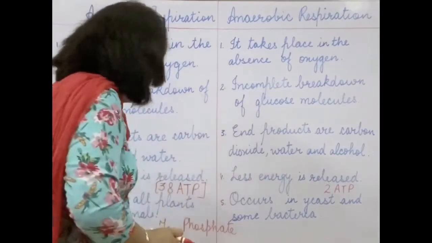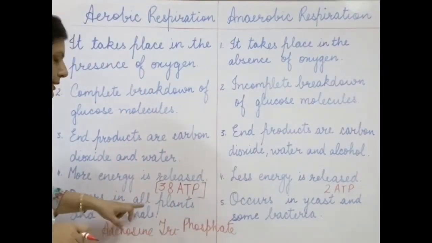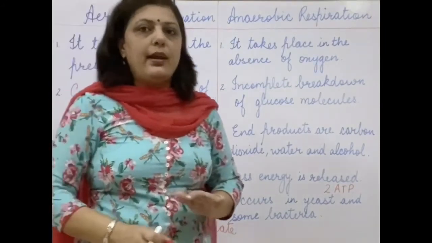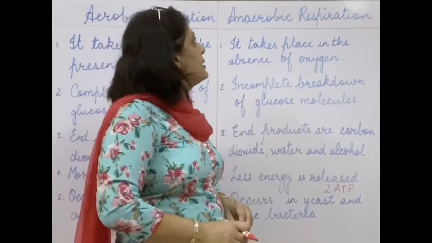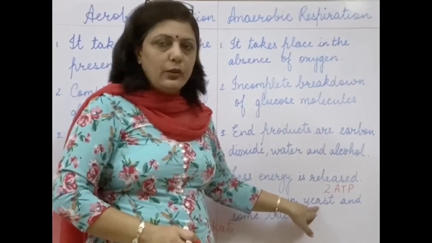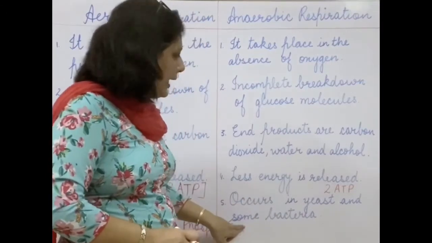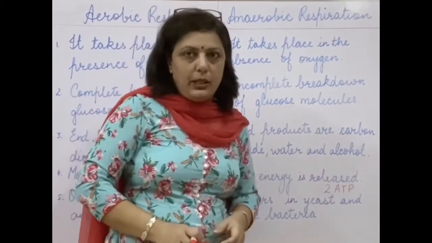Then fifth point I have written is where it occurs. Aerobic respiration occurs in all plants and animals. All the plants and animals show aerobic respiration for their energy, whereas yeast, which is basically a kind of fungus, and some bacteria have the ability to show anaerobic respiration.